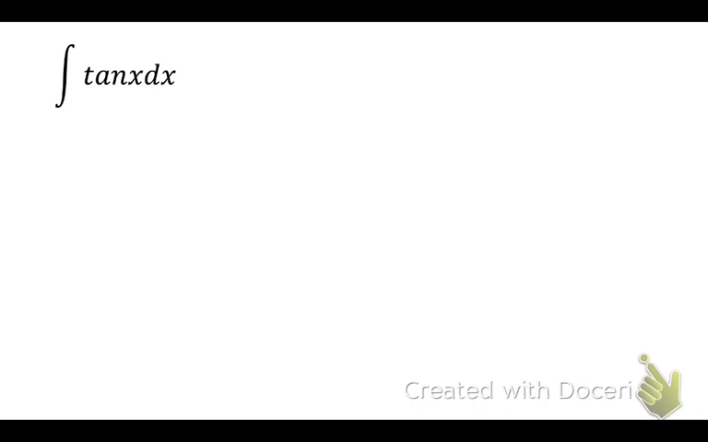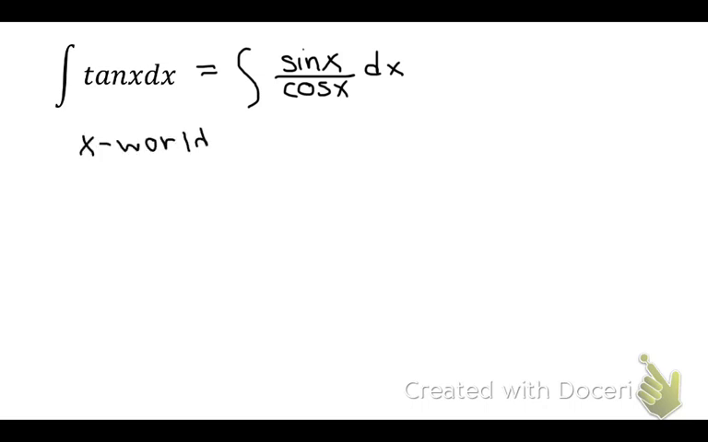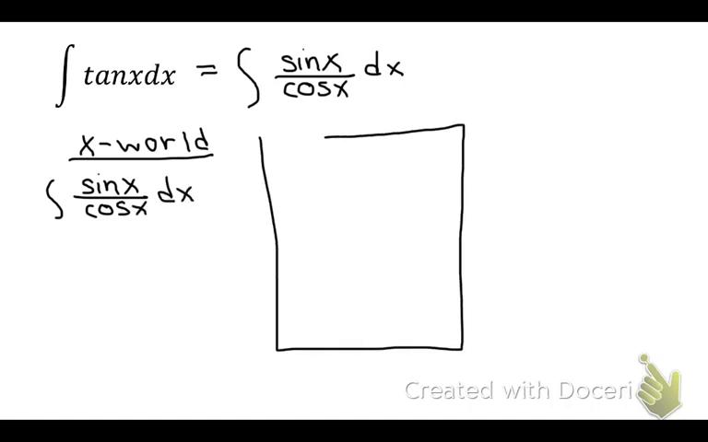Now that we know u substitution, we can look at the integral of tangent x dx. So keep in mind that the integral of tangent x dx would be the same as us finding the integral of sine x over cosine x dx, because tangent is sine over cosine. Alright, so starting in x world, I'm going to treat this integral as the integral of sine x over cosine x dx.